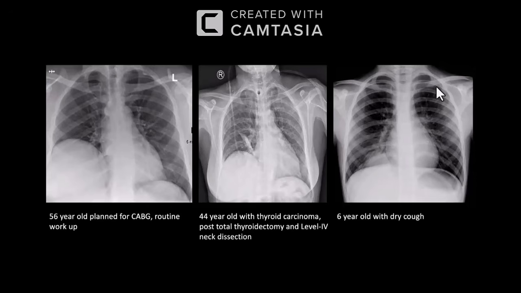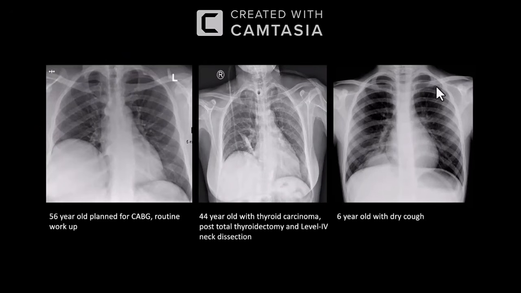If there are any prior films, I would compare to them just to see if this is a new finding, in which case I would be concerned for palsy of the phrenic nerve. Otherwise, this can be just an asymptomatic finding that does not require much in terms of management.